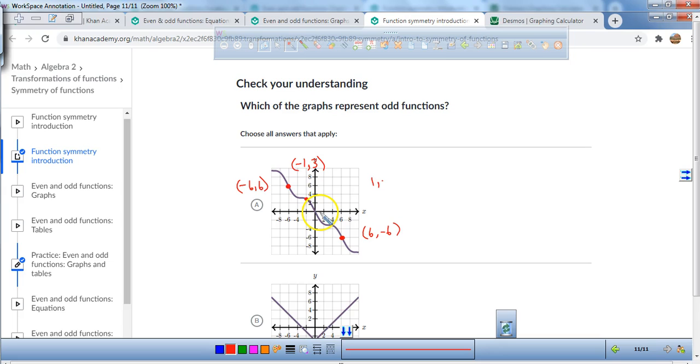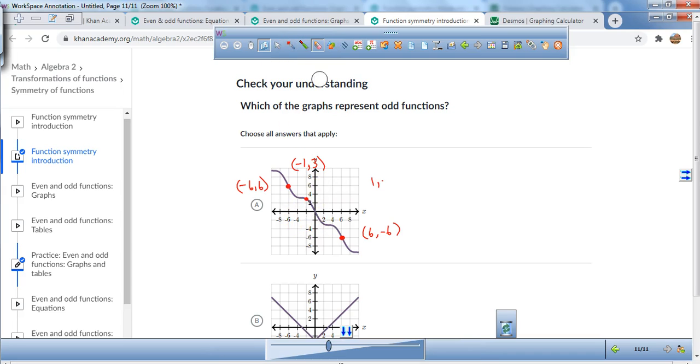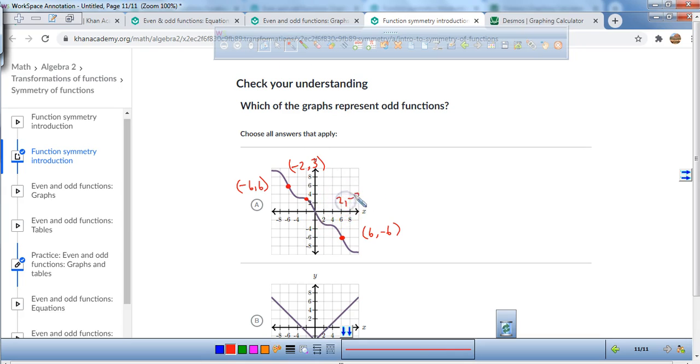Well, I guess, hold on. Oh, my bad. That's not a negative 1. It's a negative 2. Whoops. Negative 2. So we should be at a positive 2 and a negative 3. Oh, there it is right there. Okay, there we go. So you'll notice that all of these points follow the rule: if you have an x and a y value, they become negative x, negative y.